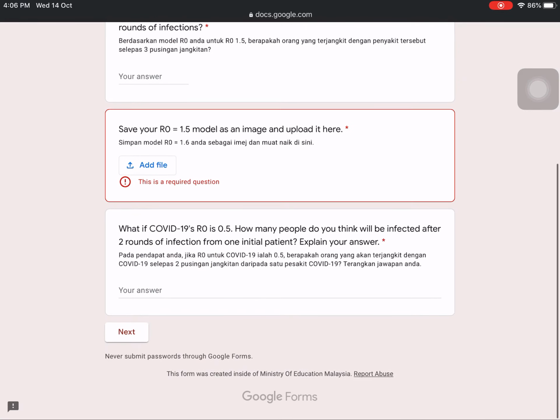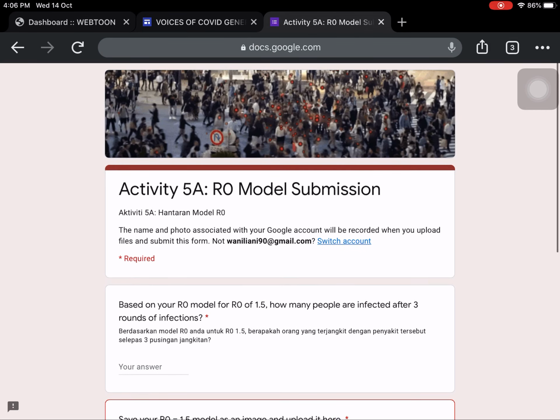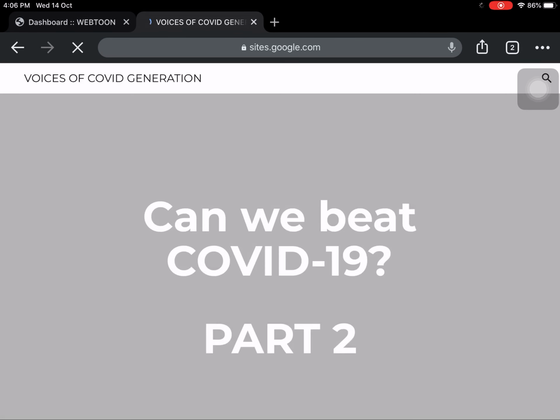Okay, what if COVID-19's R0 is 0.5? How many people could be infected after 2 rounds? Explain your answer. Okay, once you're done, you'll be fine. Then you can continue to the next activity.